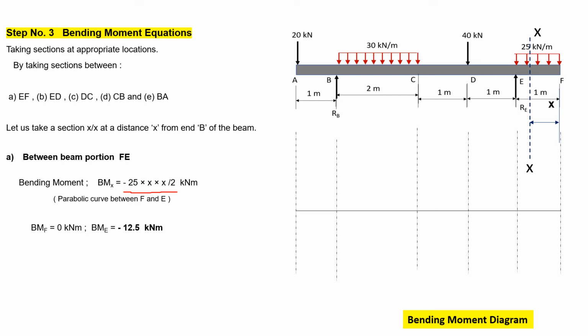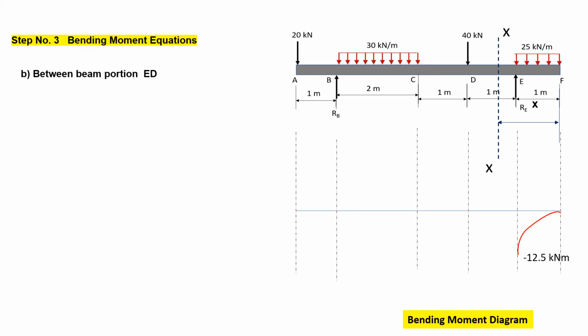So first of all, the bending moment at F will be 0, and for the bending moment at E, you have to put x equal to 1 in the equation. So we are getting minus 12.5 kilonewton meter. So draw the curve between 0 and minus 12.5, it is a parabolic curve. This is the way to draw 0 at point F and minus 12.5 kilonewton meter at E.